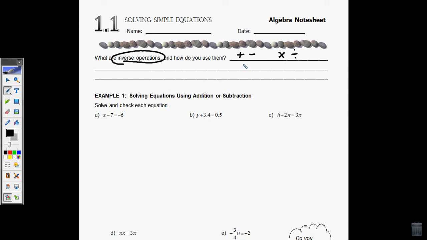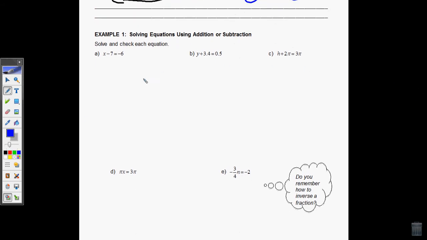So how do we use them? That's exactly how we use them. We use them to undo operations being done with their pair. So if there's some addition happening, I'm going to use subtraction to undo it. We use the inverse operation to undo it. If there's multiplication happening, I'm going to use division to undo that. So let's take a look at some examples and see how that works.